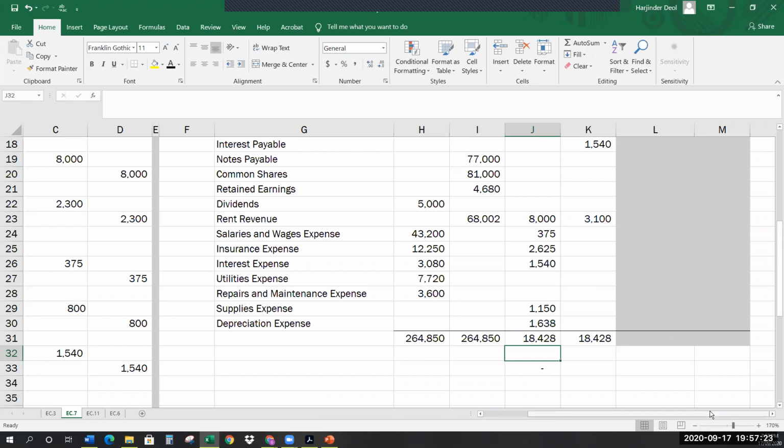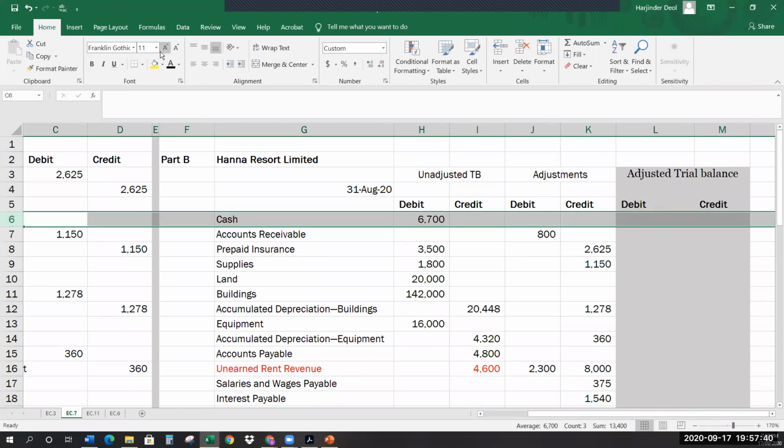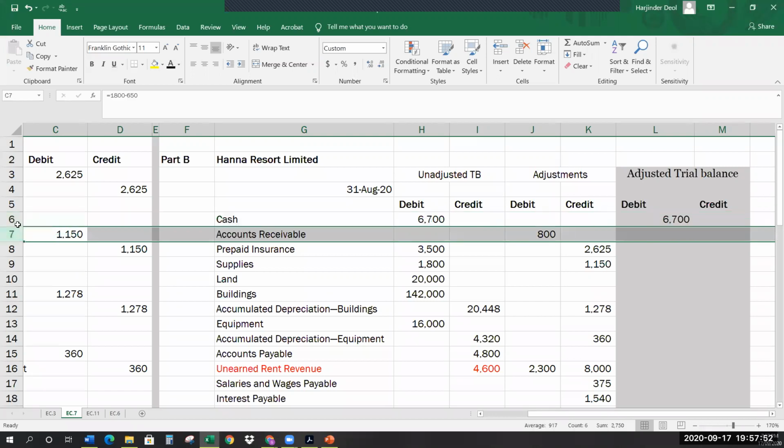Once that is done, then we need our adjusted trial balance. So with the adjusted trial balance, now this was my unadjusted trial balance that we started with. Then we had the adjustment. So now I just need the adjusted numbers. So for cash account, cash is cash. There was no adjustment done. So I have an ending balance of debit for cash. For accounts receivable, same thing. There was no beginning balance, but there was a debit of $800 coming through adjustment. So that means my accounts receivable is now $800.